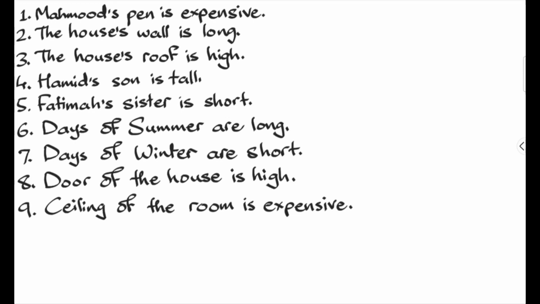So the first one here is Mahmoud's pen is expensive. So first translate Mahmoud's pen. Bring the mudaf first, which is pen, then bring Mahmoud. Mahmoud's pen is qalamu Mahmoudin. So that mudaf mudaf ilayh is one single mubtada. And then comes the khabar, which is expensive. Expensive in Arabic is thaminun. Qalamu Mahmoudin thaminun. And notice that Mahmoudin got 2 kasras on the dal because it's a mudaf ilayh, and mudaf ilayh always gets a kasra.